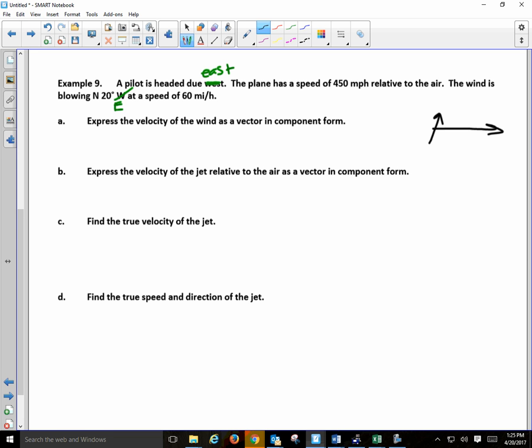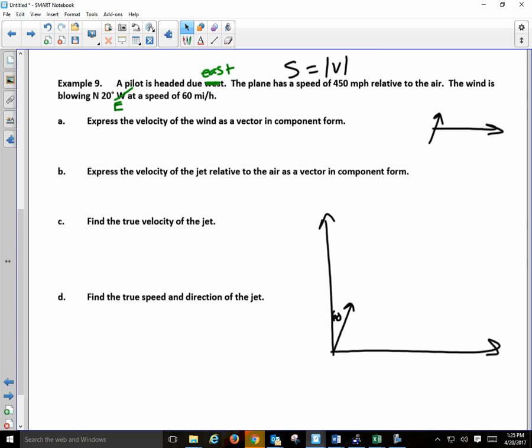So what we're going to do is express the velocity of the wind in vector component form. I'm going to draw my first quadrant because everything's headed to the north and the east. And I'm going to draw a vector to represent the wind. 60. Why? Because speed is the absolute value of velocity, or the magnitude of the vector. So given an angle, I want to find the horizontal component and the vertical component of that vector.